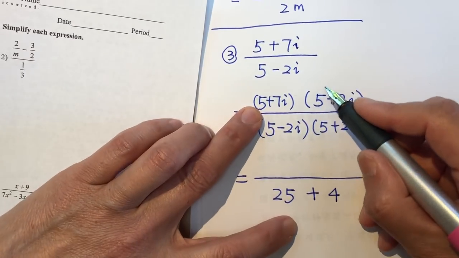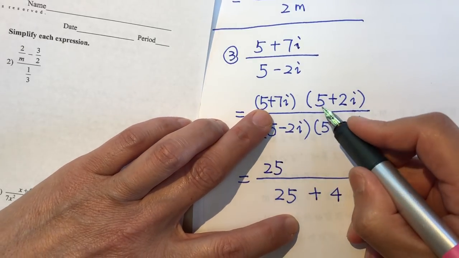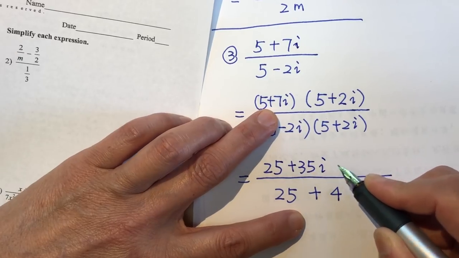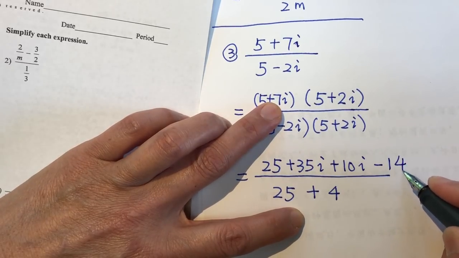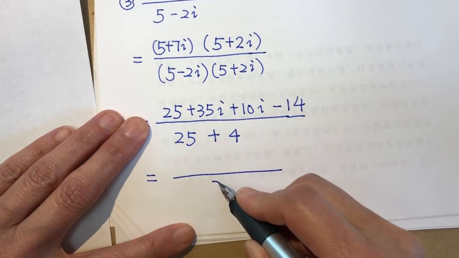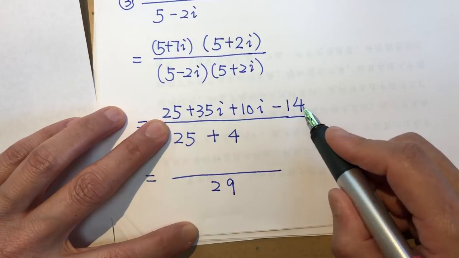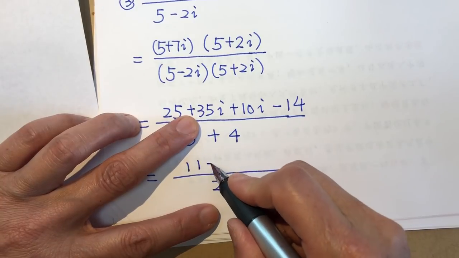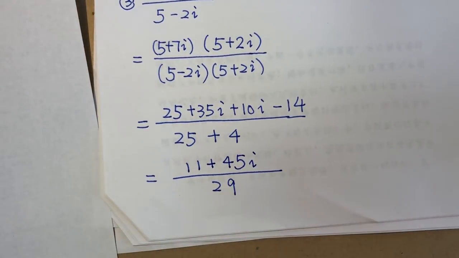Right? Here on top, we will do 5 times 5 is 25 plus 35i plus 10i minus 14. So equal to 25 minus 14 is 11, and 35 and 10 plus 45i. And that is the answer.